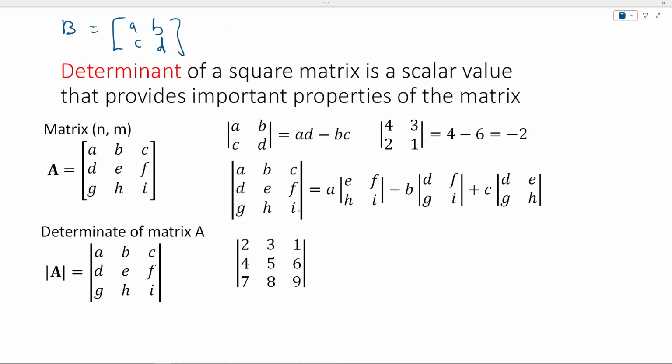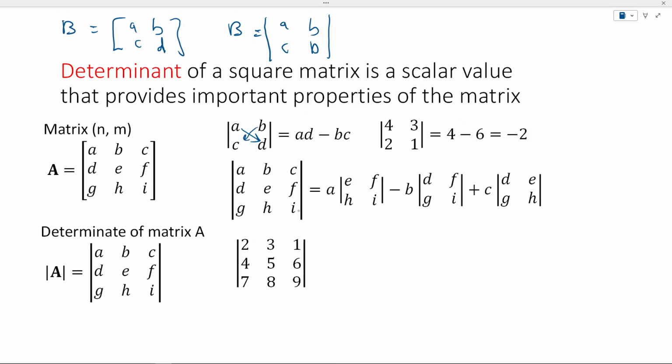If I want the determinant of matrix B, it would be like this bar A, C, B, D. That's how you calculate the determinant of the matrix. So for a matrix like this, the determinant would be A times D minus B times C. That's basically how we do it.